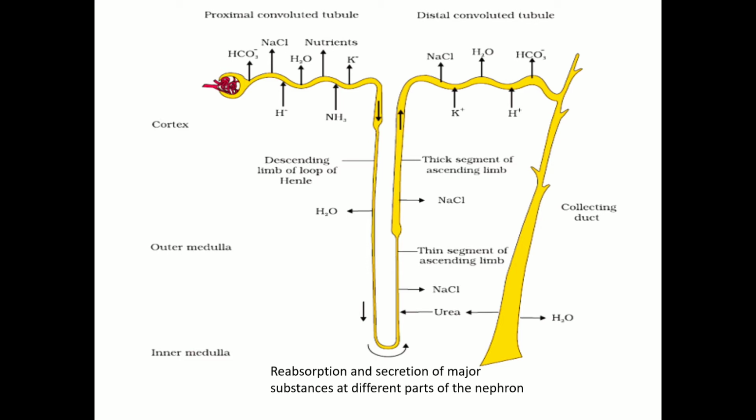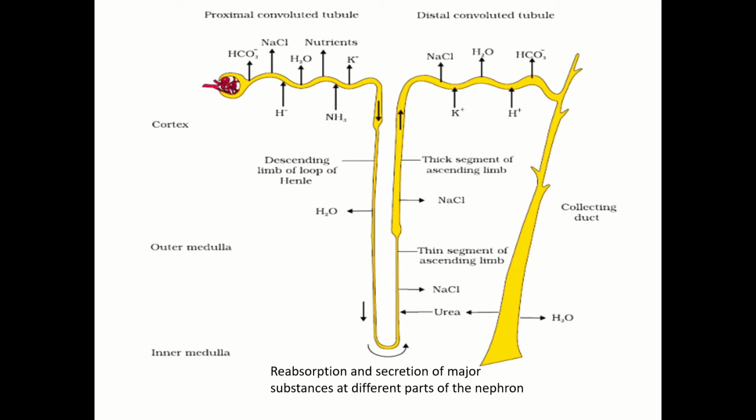Now the third part is DCT, distal convoluted tubule. Reabsorption of sodium ions and water takes place in this segment depending upon the condition of the body. DCT also reabsorbs HCO3 negative ions and selectively secretes hydrogen ions, potassium ions and ammonia to maintain the pH and sodium-potassium balance in the blood.